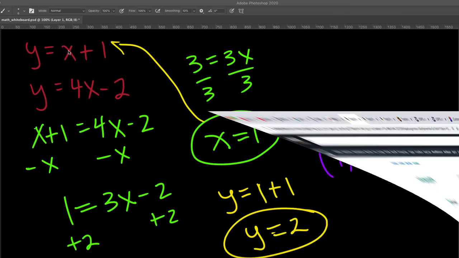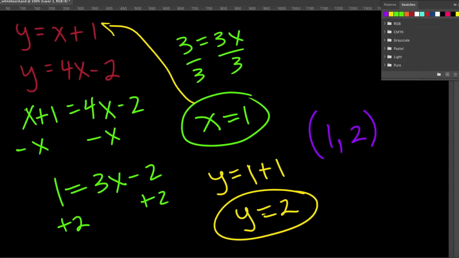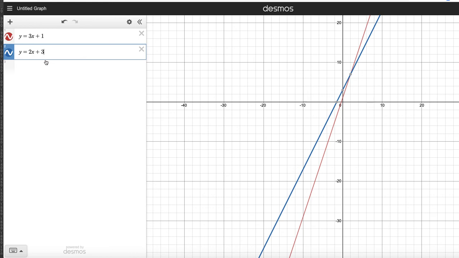That's not what I want. Where did Desmos go? There we go.